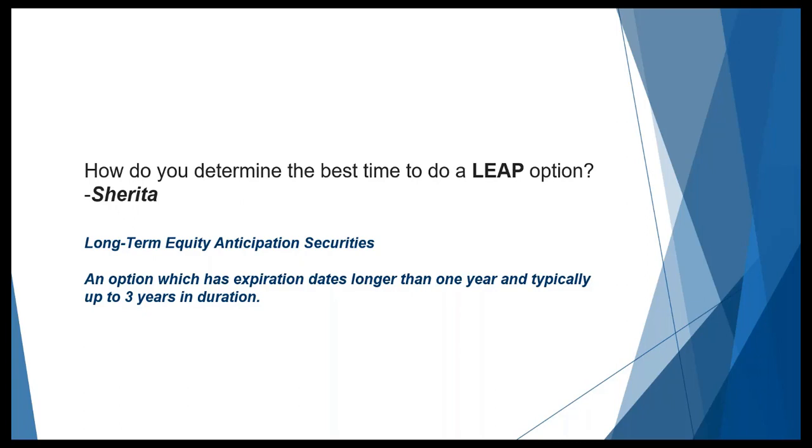Typically, traders will use LEAPs of indexes, the broader market, instead of individual stocks as a hedge to their portfolios, because what could happen in, let's say, 3 years time, a stock could go to zero, right? But in 3 years time, I doubt if an index is going to go to zero. I mean, we'd be in some trouble if some of our indexes went to zero.